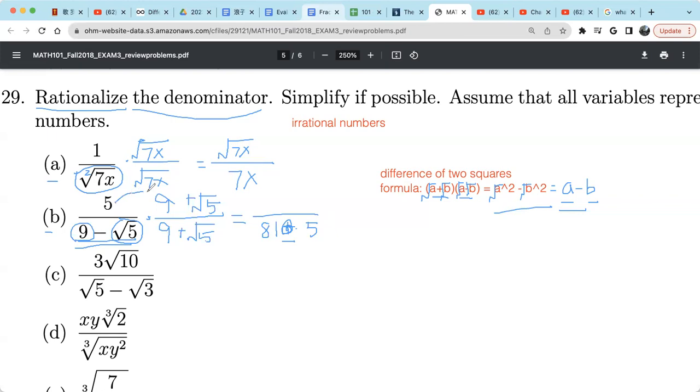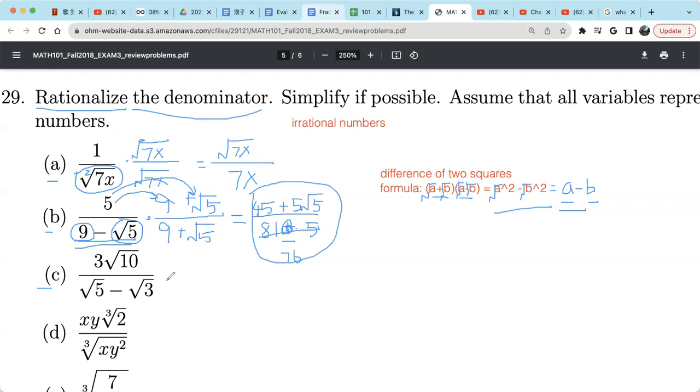And the numerator will have 5 times 9, and then plus 5 times radical 5. So we get a 45 plus 5 radical 5 in the numerator. And the denominator, we have 81 minus 5. What's 81 minus 5? 76. Right. So this is our answer. So now you see the denominator is rationalized because the denominator is 76, which is an integer. And we do have the radicals in the numerator now.